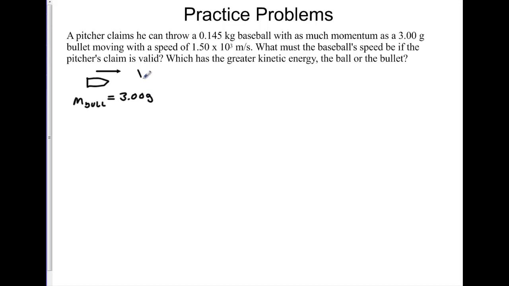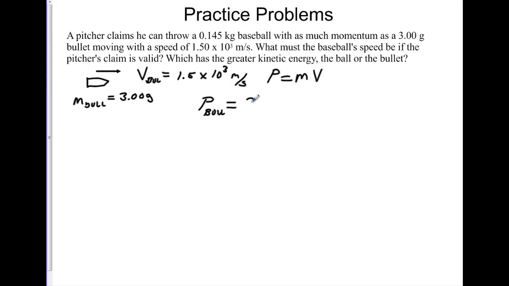We'll go ahead and label the velocity of the bullet, and the velocity is going to be 1.5 times 10 to the third meters a second. On this one we know that momentum of an object is always going to equal its mass times its velocity. So we're going to calculate what the momentum of the bullet would be, and we'll do our unit conversions while we're doing this.